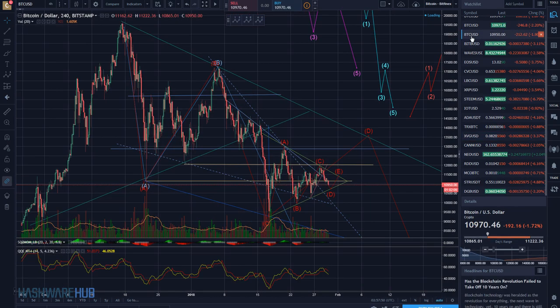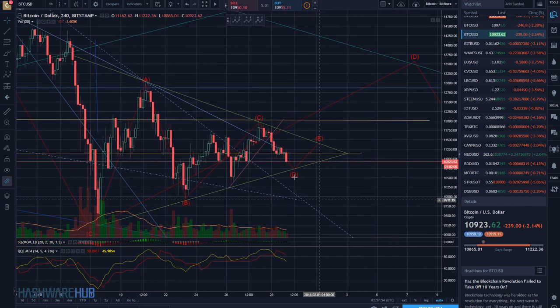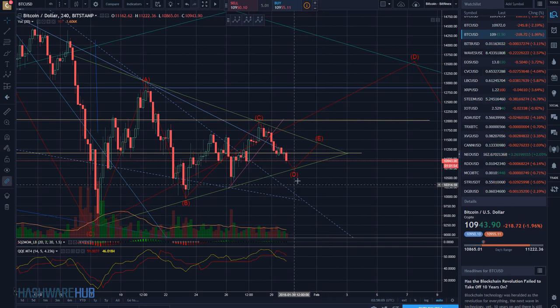So let's also take a look at Bitcoin real quick. We see Bitcoin has a support zone right around 10,700. Right now it's about 10,913. So it has a little bit to run. It definitely has a little bit more to run.